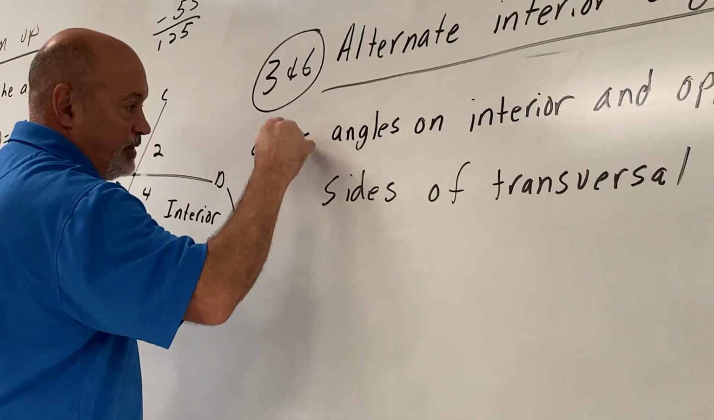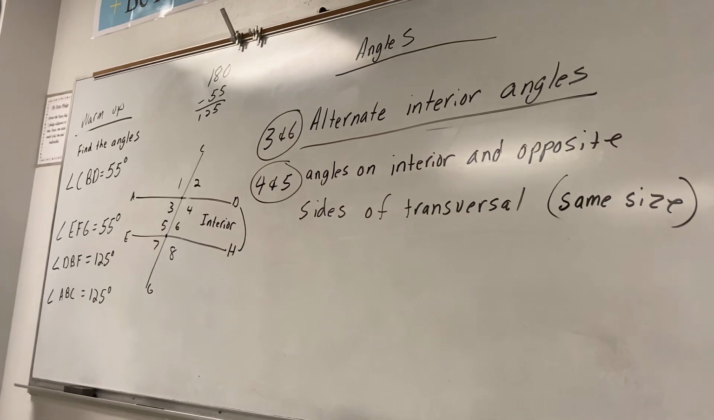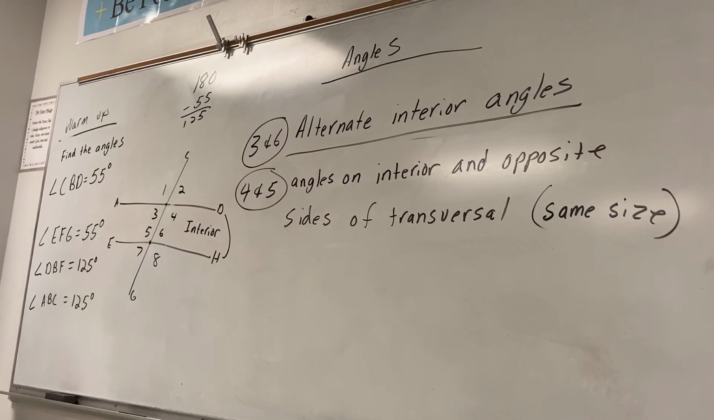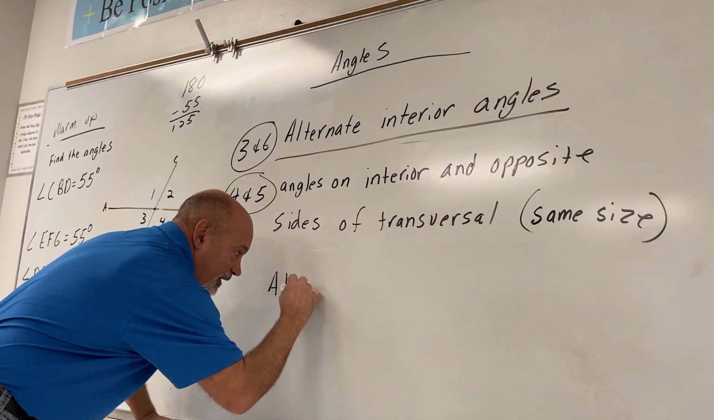And there's only 2 sets of alternate interior angles for every pair of parallel lines. Questions? Let's go ahead and jump to alternate exterior angles.